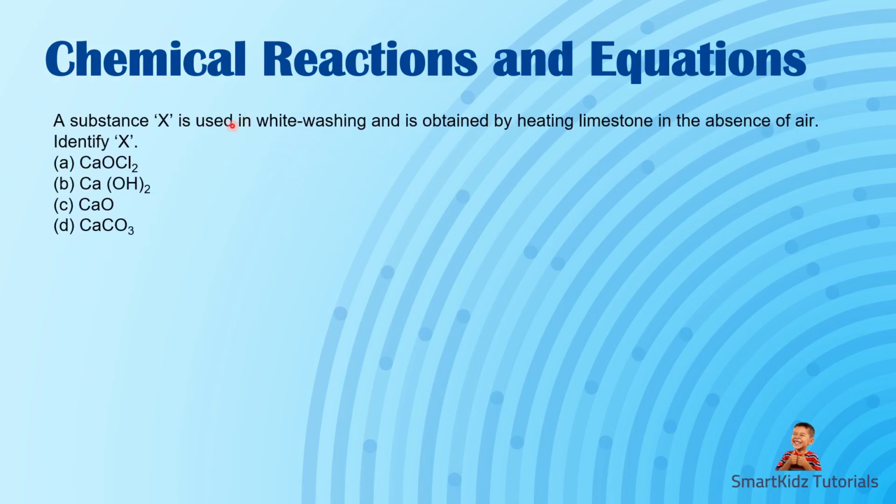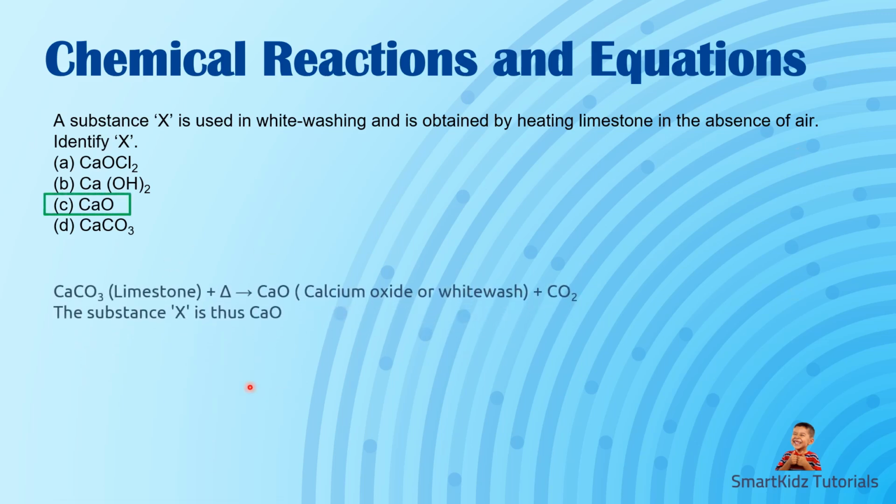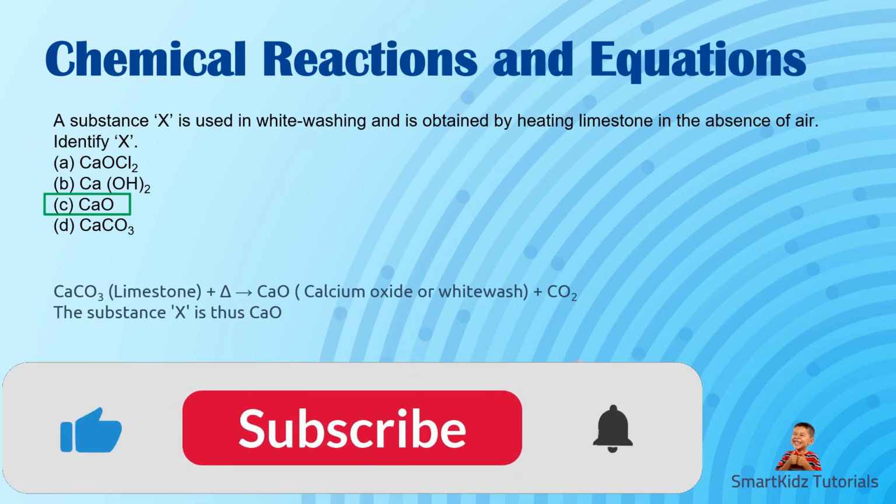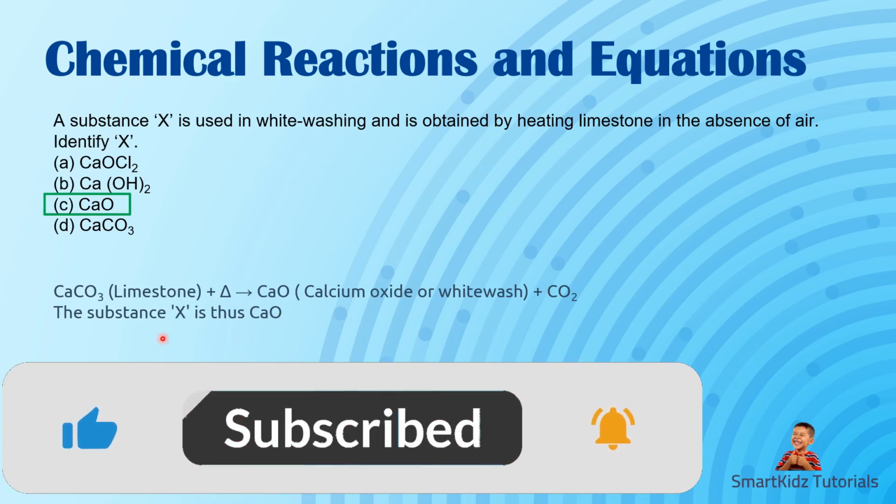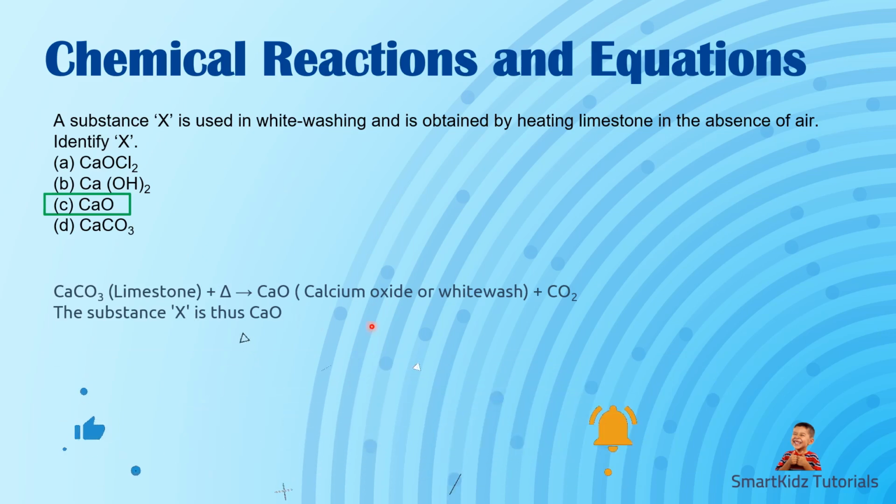Next question. A substance X is used in whitewashing and is obtained by heating limestone in the absence of air. So we have a substance X which is used in whitewashing, and how is it obtained? It is obtained by heating limestone in the absence of air. So limestone has to be heated without air. It's an anaerobic process. So which is that one? Calcium oxide. So here you go. When calcium carbonate, that is limestone, is heated in the absence of air, it gives us calcium oxide, which is whitewash, with the release of carbon dioxide. So here you were asked for the substance X, and that is calcium oxide.